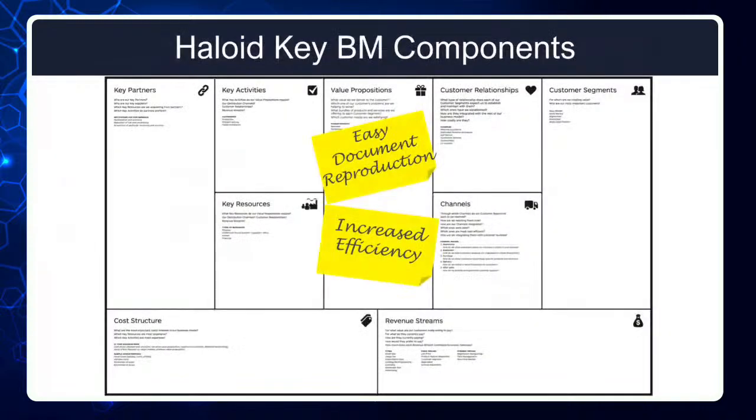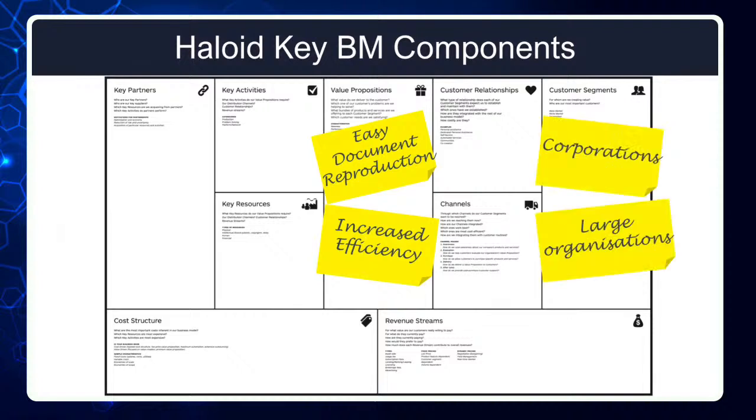But the people at Haloid were convinced that they had something here. So let's look at how we can explain what happened in terms of the business model canvas. It wasn't around at the time, but we can use it now. They had a value proposition that was easy document reproduction with vastly increased efficiency. Because of the size and the cost of it, though, they were looking at corporations and large organizations, and they proposed to get their revenue from product sales. The problem is that nobody wanted to buy this product.